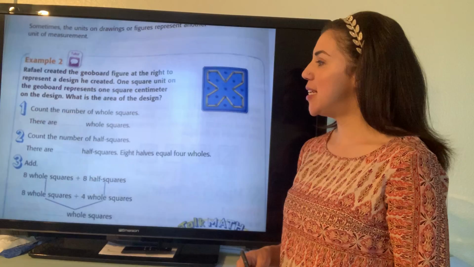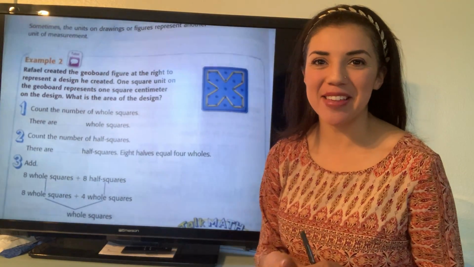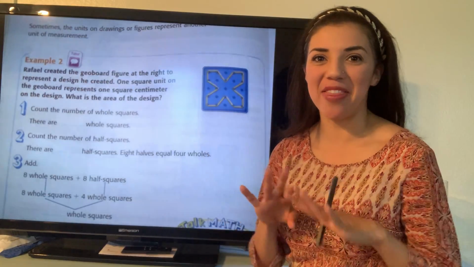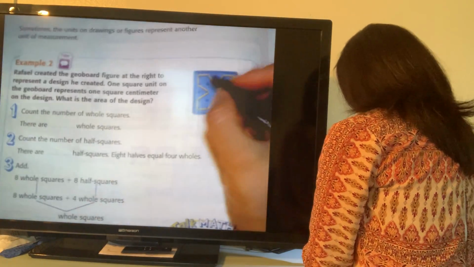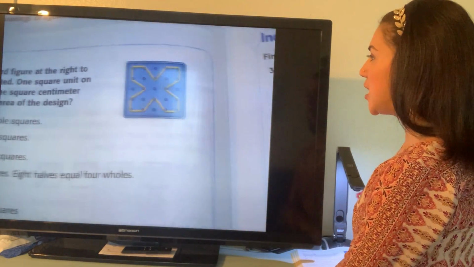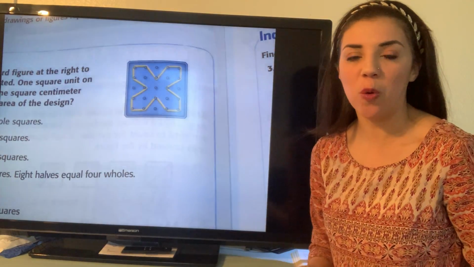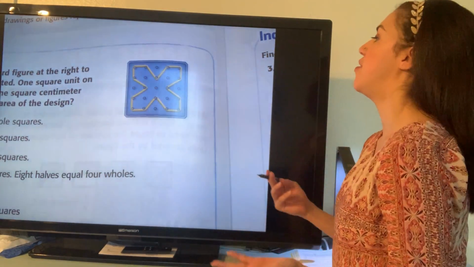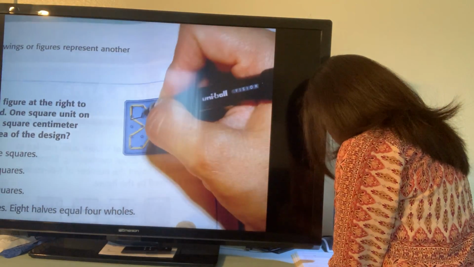And so number 1 says count the number of whole squares. I'm not going to get ahead of myself. I'm just going to count the number of whole squares this time, not the halves. To make this easier, I'm going to make my squares with a different pen, something other than your pencil. So here is 1 square.